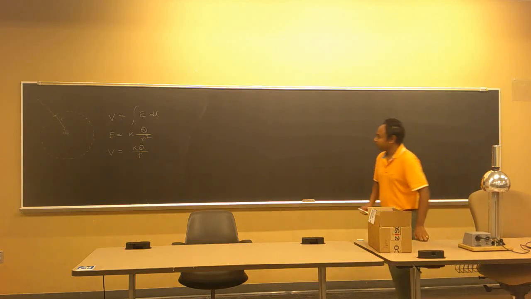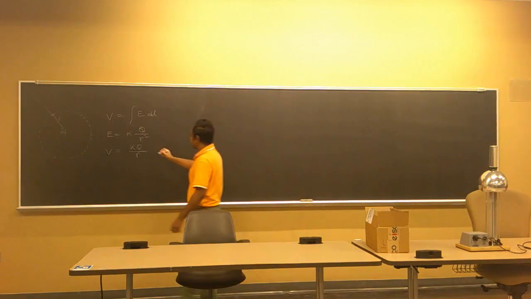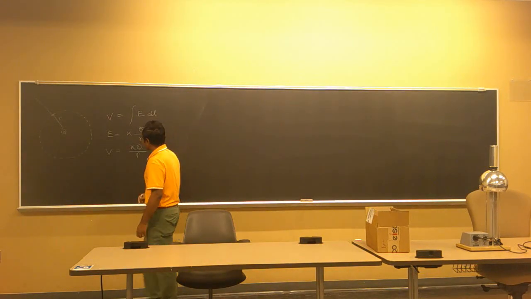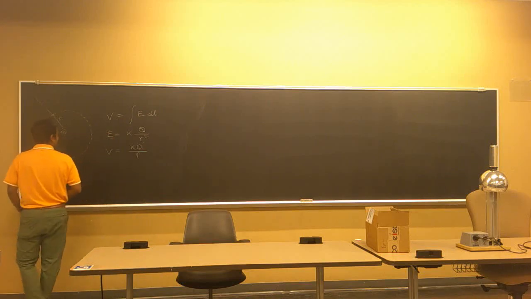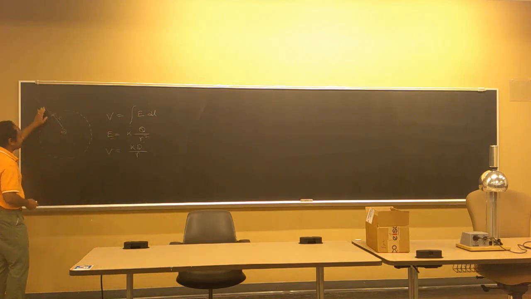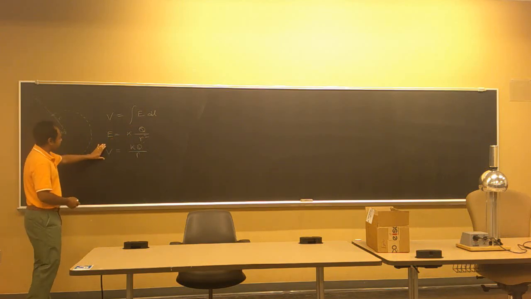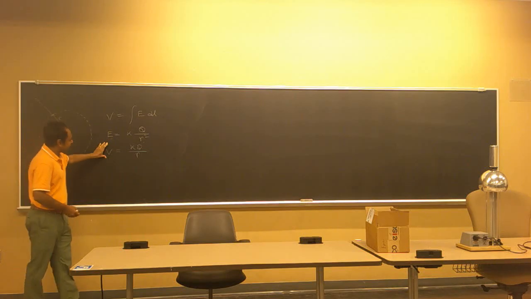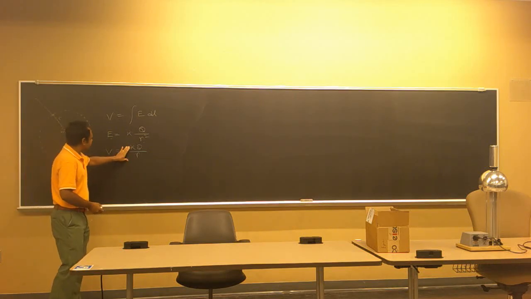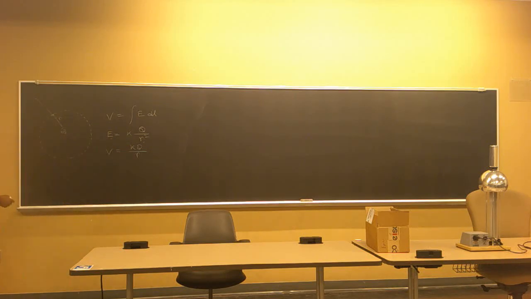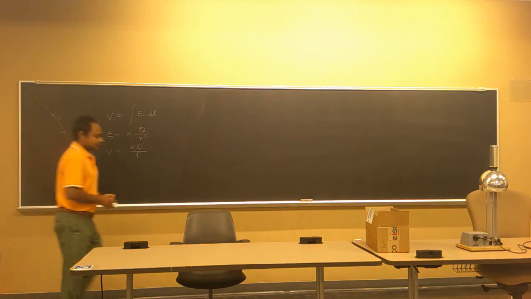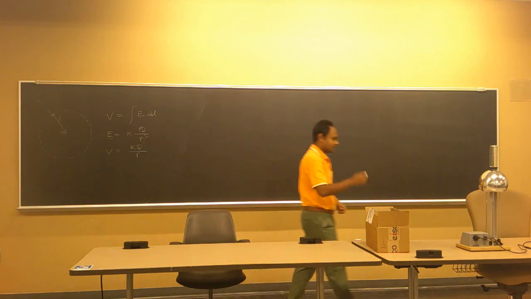We also know that if you increase the distance, the electric field is going to reduce in proportion to 1 over r squared. Simultaneously, the voltage is also going to reduce, in proportion to 1 over r.